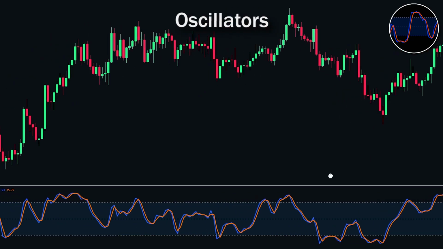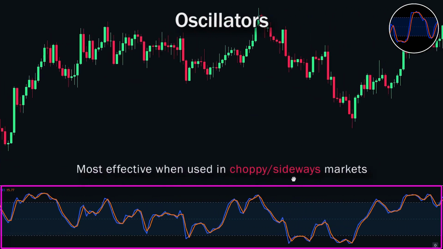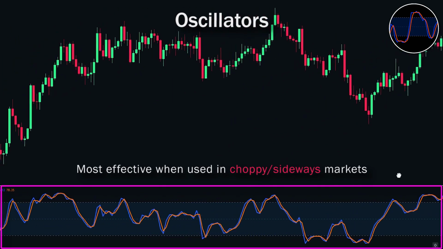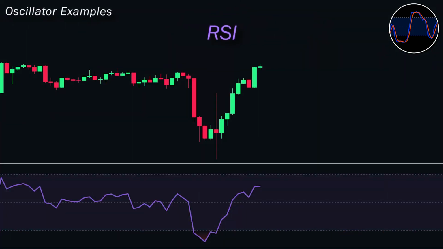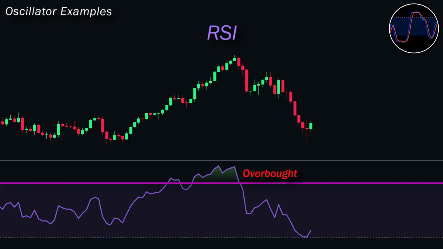Oscillators. These are the types of indicator that display the relative strength of a price. They are most effective when used on choppy or sideways markets. Most notable oscillators include RSI. When the line is in the oversold region, it indicates a possible reversal to the upside. If it's in the overbought region, it indicates a possible reversal to the downside.